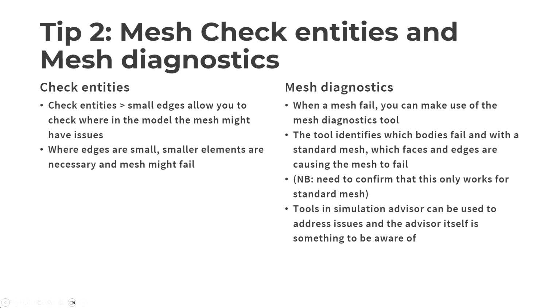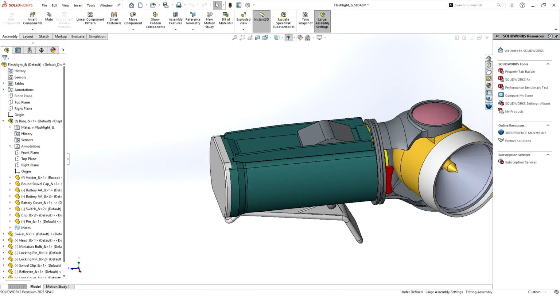The next tip that I have for you is on the simulation side. So in Mesh, we are going to use check entities and then Mesh diagnostics. These are two different tools that do the same thing. And basically, we're just going to go and check for short edges when we do simulation.